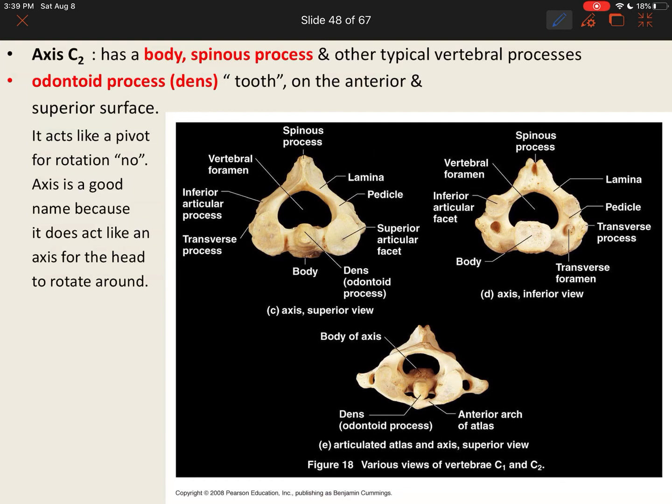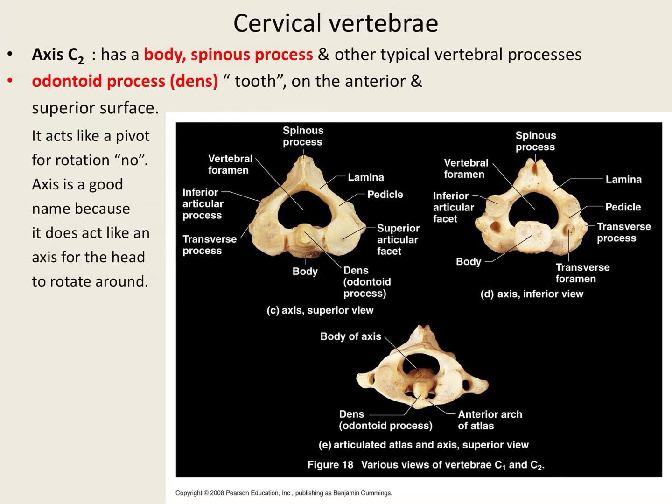All right, let's take a look at C2. So C2 is called the axis because it has that dens. This is the special thing about C2. I think the easiest way to look at this is when they're put together, but C2 has all the normal parts. It has a spinous process, it has transverse processes, even though they're really tiny, really doesn't stick out very much at all, but it's still considered a transverse process.